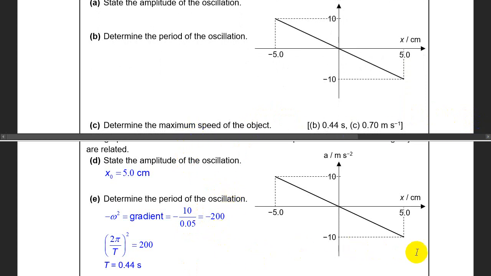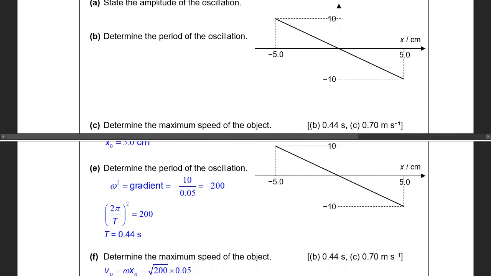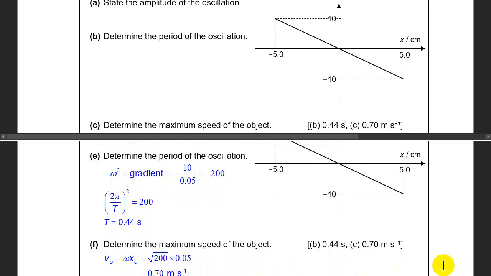Okay, next, part C, they ask us to determine the maximum speed of the object. Yes, there's a formula for the maximum speed. You can refer to the summary of all the formulas. Maximum speed v naught is equal to omega times x naught.